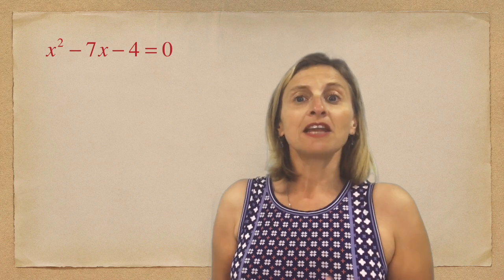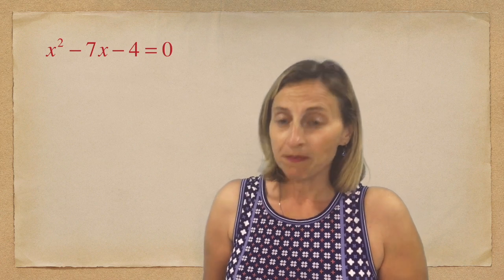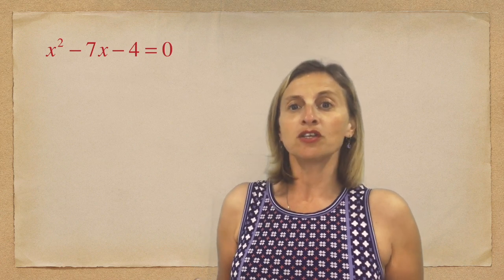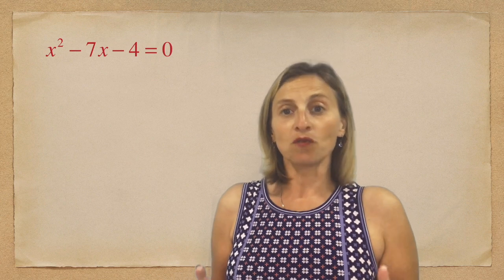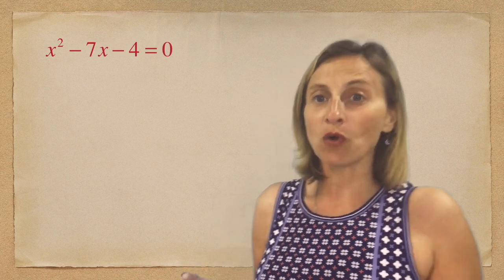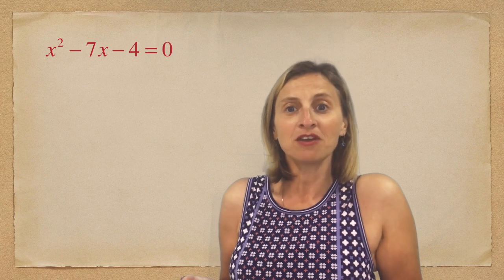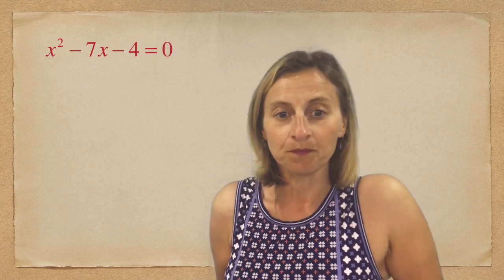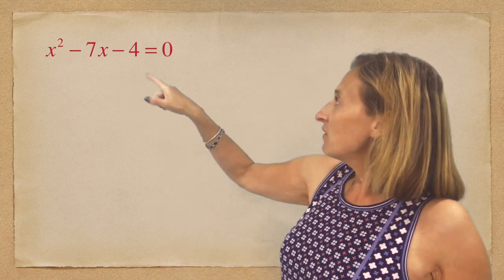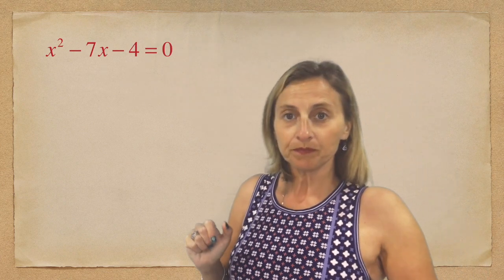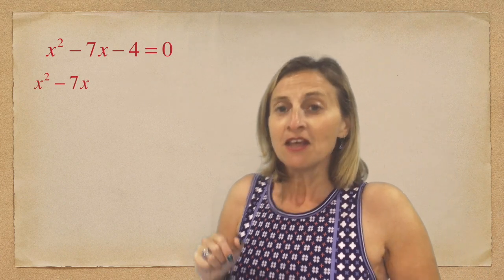This time I'm telling you that I want to use completing the square, because really the only time you're going to use completing the square to solve a quadratic equation is mainly when you're told to, because most people don't really like this method, so we only do it if we have to. x squared minus 7x minus 4 equals 0. Do you remember how to complete the square?